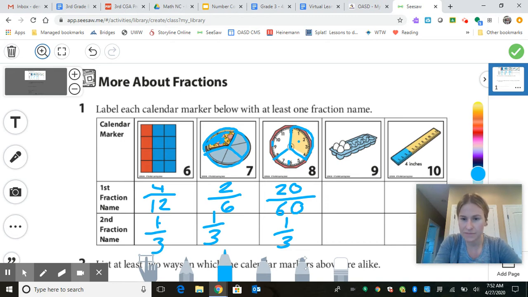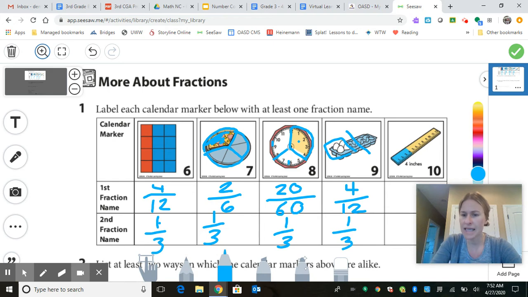Okay, so anyways, I see 1, 2, 3, 4 eggs. And I know in a dozen eggs, there's supposed to be 12. So 4 out of 12. Hey, that's like the first calendar marker that we did on the 6th, 4 out of 12. Interesting, they're alike. Okay, but anyways, if I take that, there is another group of 4 here and another group of 4. Again, I have 3 equal groups of 4. Interesting, but it made a third. It's 1 group of 4, but it's 1/3.